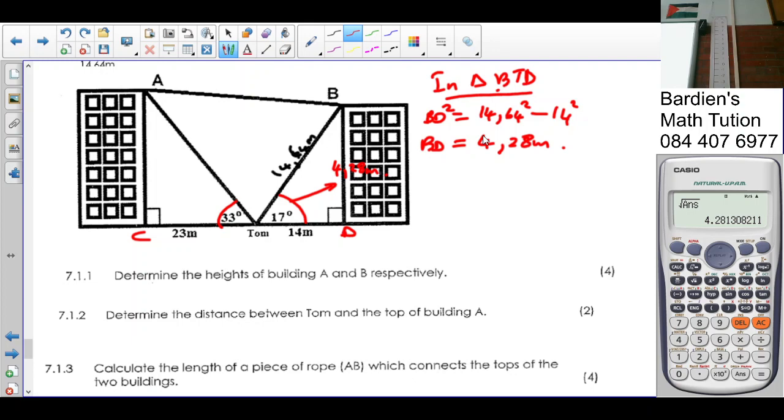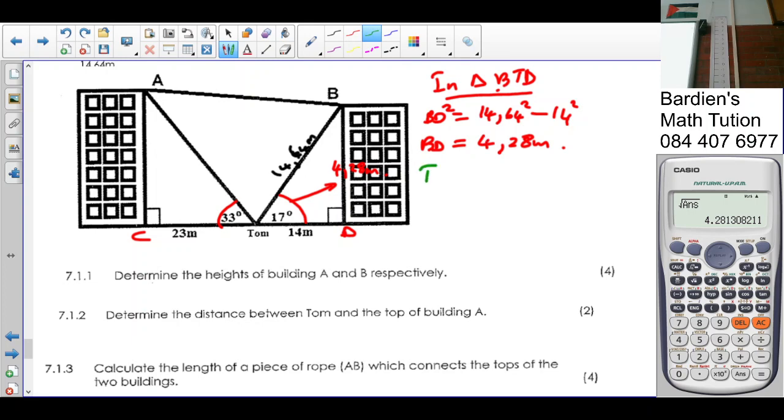Because a door is normally 2 meters, so a building that is 4.28 meters is fairly low. Not so? Right. So that is the height of building B.